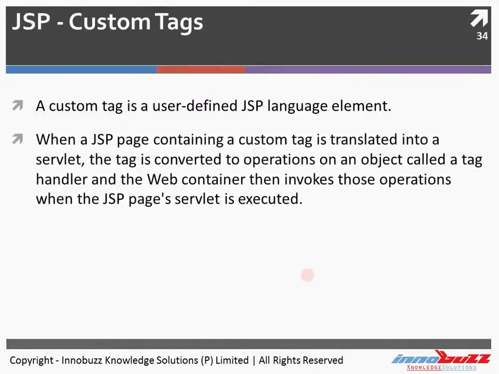So, when a JSP page containing a custom tag is translated into a servlet, the tag is converted to operations on an object called a tag handler. And the web container then invokes those operations when the JSP page servlet is executed. So there is the tag handler which is used with this custom tag.